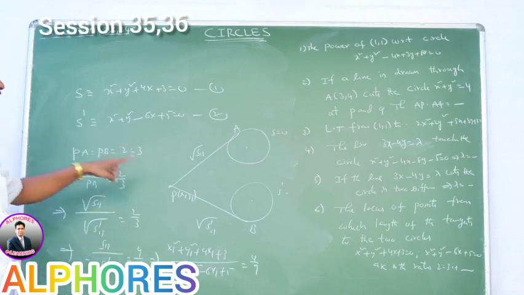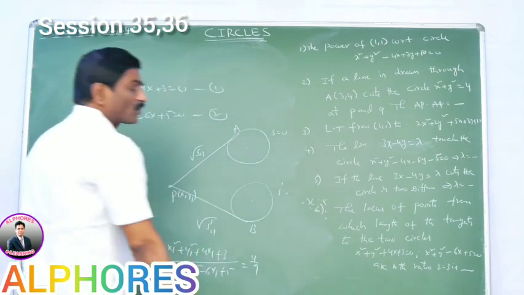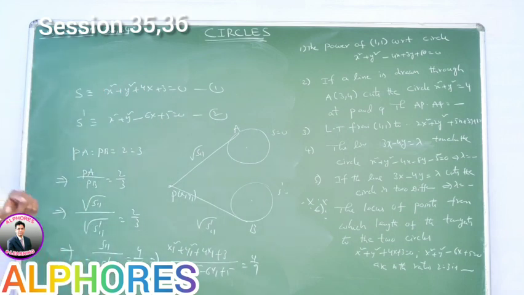Very, very important. Please note this point. When the ratio of the tangents from a given point to two circles is given, the ratio of the lengths of the tangents is nothing but root S11. Okay.